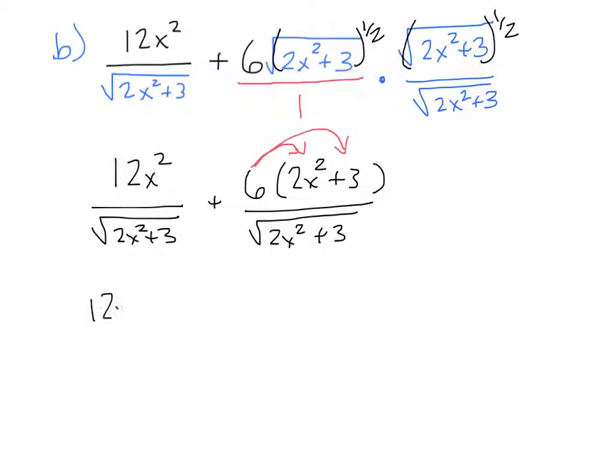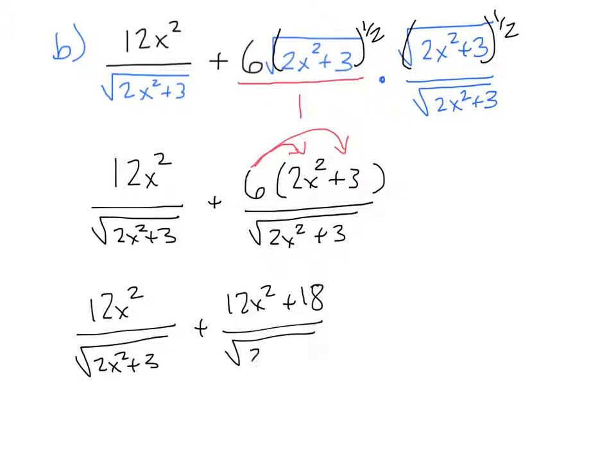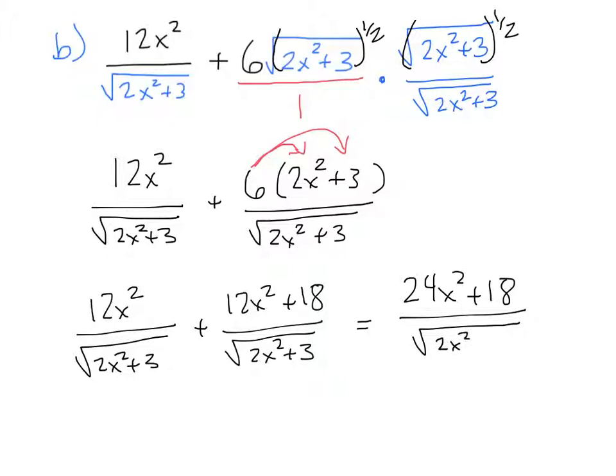That'll give us 12x squared over the square root of 2x squared plus 3, plus 12x squared plus 18 over the square root of 2x squared plus 3. And then when we add these fractions, we're going to combine like terms in the numerator, and we get 24x squared plus 18 over the square root of 2x squared plus 3.